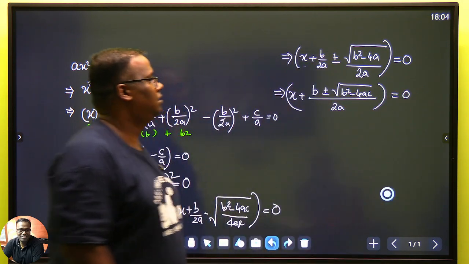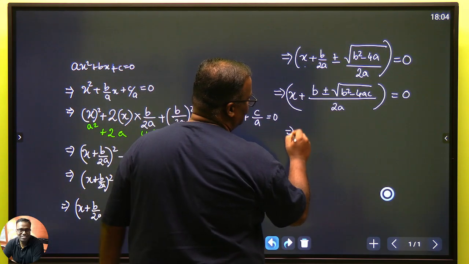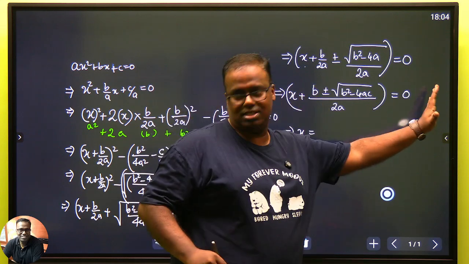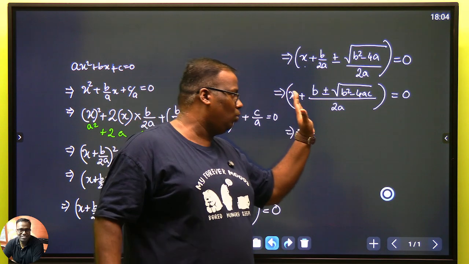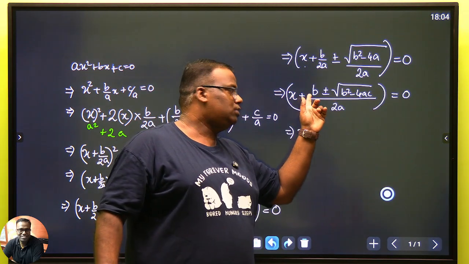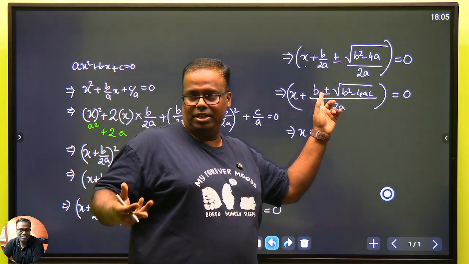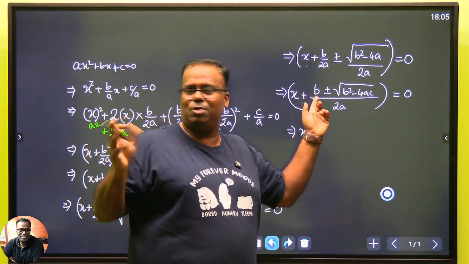Now what should be your answer? X is equal to, the whole thing shifts that side. So when the whole thing shifts, now use higher-end mathematics. When the whole thing shifts this side, this fellow becomes minus, then the plus will become minus, and the minus will become plus. So you again have a plus minus combination only.